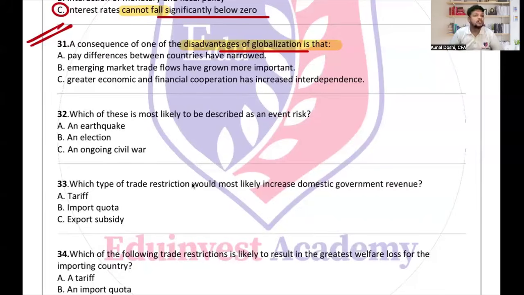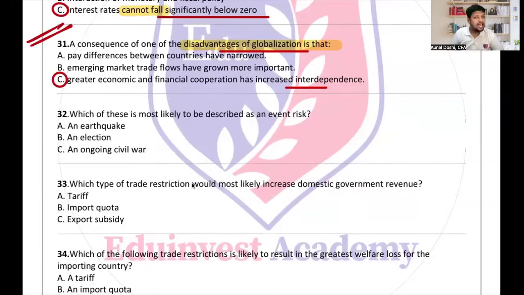See, what happens because of globalization? You're very much dependent on the other nations now, right? So you are highly dependent on those nations. So the interdependence, economic and financial cooperation has increased interdependence. That can be said as one of the disadvantages.